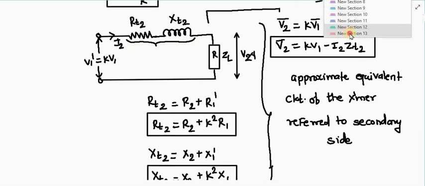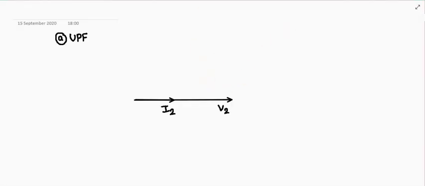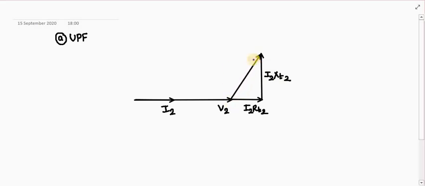So just in this way we will proceed for the phasor diagram. Now in RT1 some drop will take place. That drop is nothing but I2 RT2. Then some drop will take place in the XT2. I am drawing this circuit for the approximate equivalent circuit of the transformer. Please keep this thing in mind. So this is your I2 XT2.